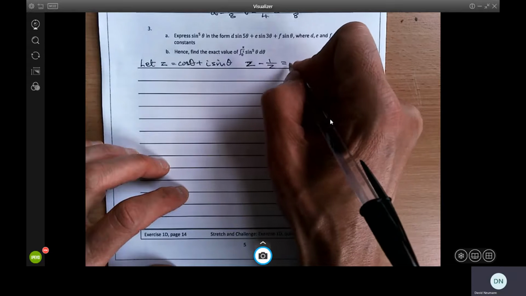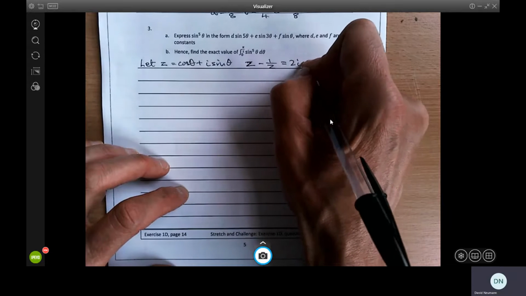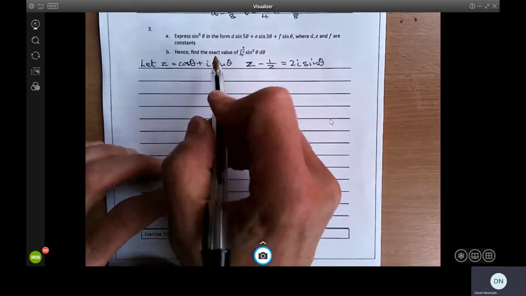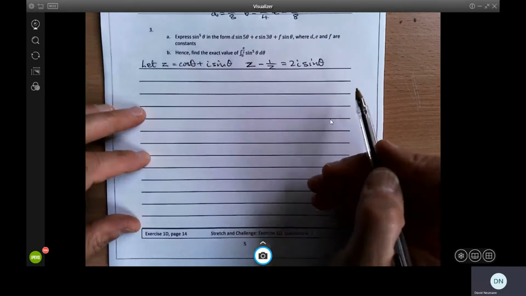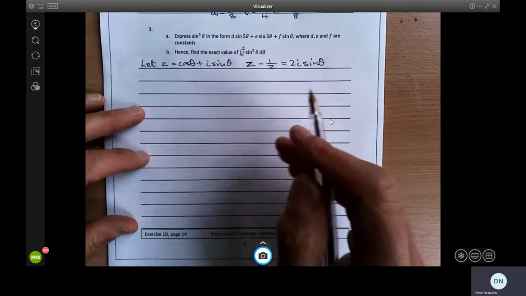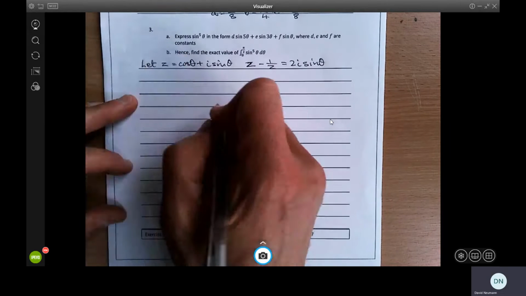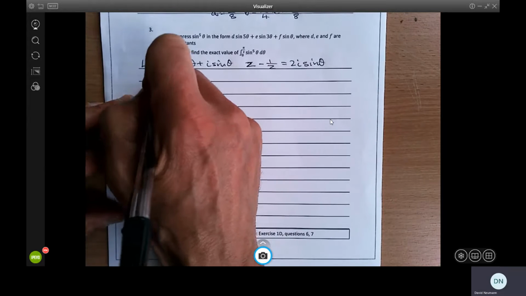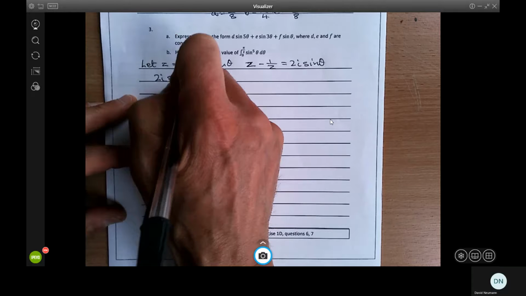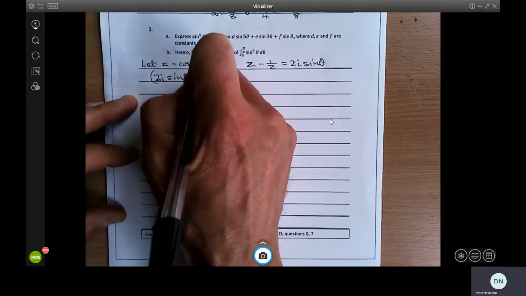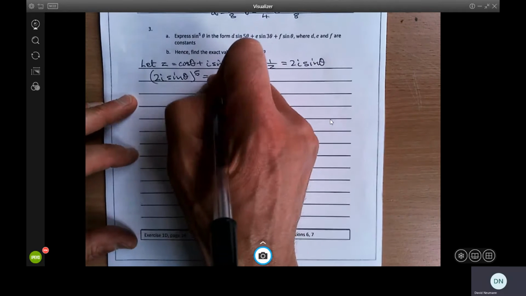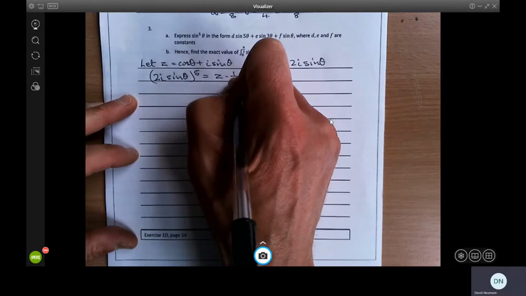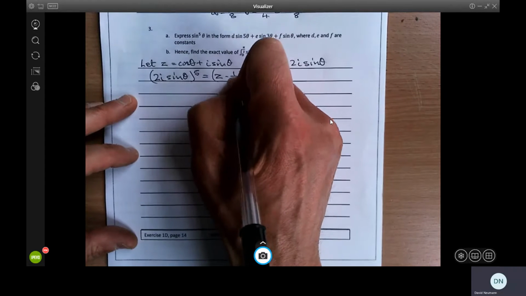So z minus 1 over z is 2i sine theta. Now we want sine to the power of 5 of theta here. So what we're going to do is raise this to the power of 5. So we're going to say 2i sine theta to the power of 5 is equal to, well, let's write this out, z minus 1 over z to the power of 5.